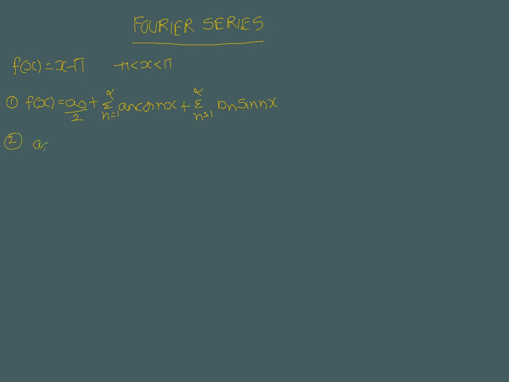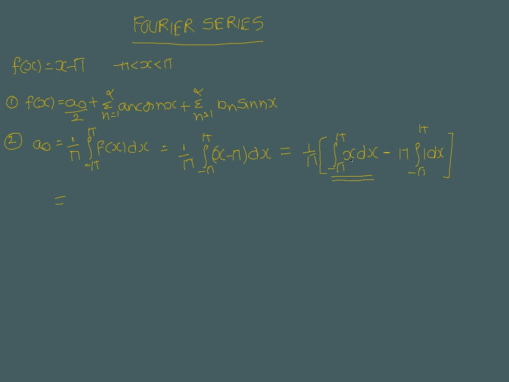Second step: a₀ is equal to 1/π times the integral from −π to π of f(x) dx, which is 1/π times the integral from −π to π of (x − π) dx. This we can write as 1/π times the integral of x dx minus π times the integral of 1 dx, both from −π to π. Here x is an odd function, so its integral from −π to π is 0.